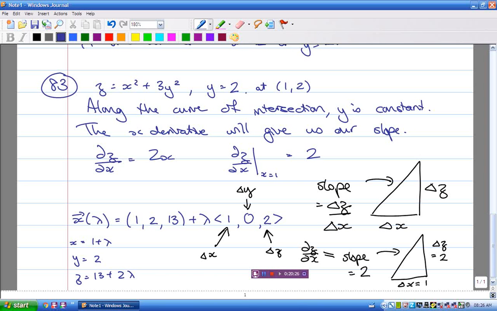And of course, it's still perfectly pertinent. But this is basically, I don't know, is it a shortcut? It's an alternative way of working out tangent lines to curves of intersection. It does require that one of the surfaces be x equals constant or y equals constant. So this technique is only available to you in that special case.